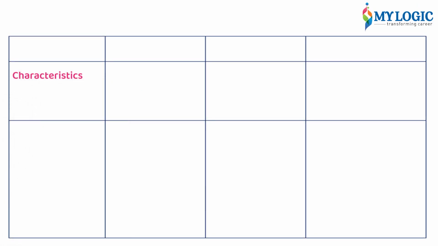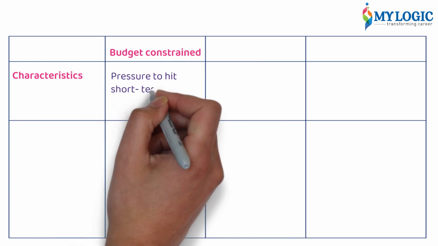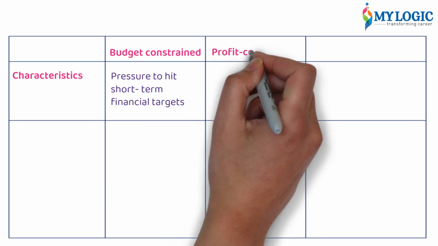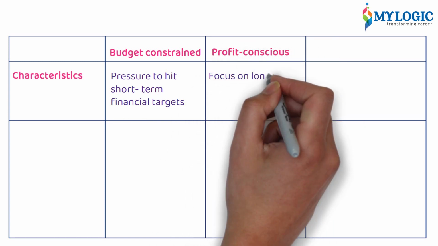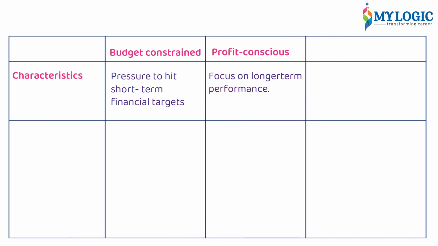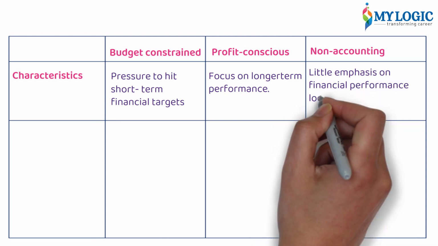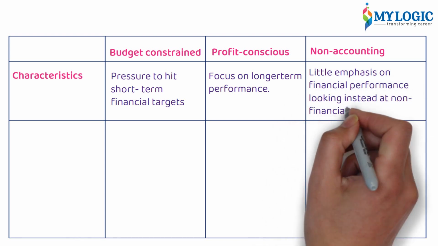Characteristics. For budget-constrained, pressure to hit short-term financial targets. For profit-conscious, focus on long-term performance. For non-accounting, little emphasis on financial performance, looking instead at non-financial aspects.